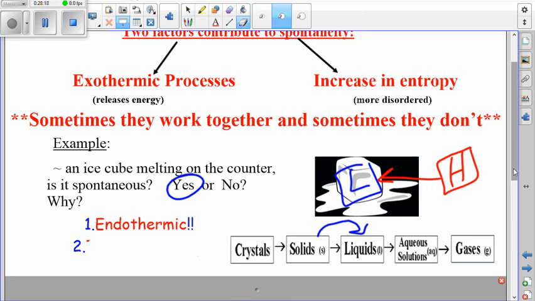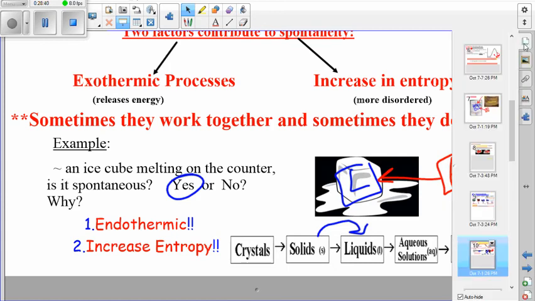So the reason why an ice cube melting is spontaneous is not because it's endothermic, but because it's an increase in entropy. That is why it's spontaneous. That's why it just happens. Kind of makes sense, right? The universe loves to spread heat and entropy. If it's not spreading heat, in this case it's not, it must be spreading entropy. All right.